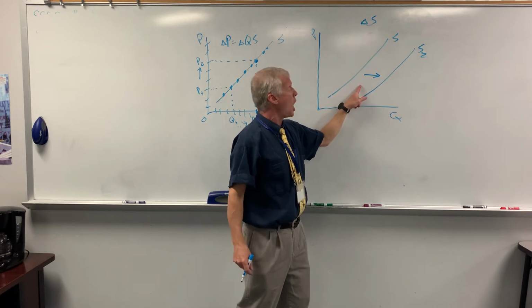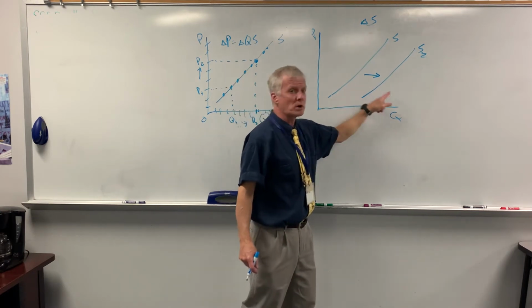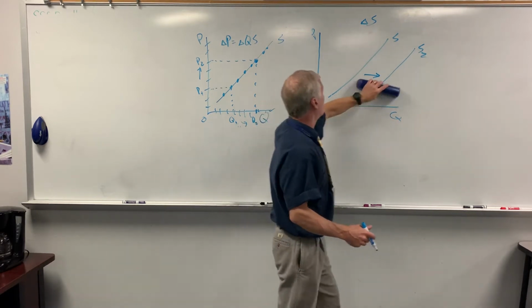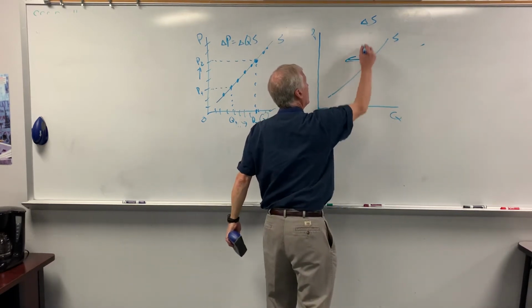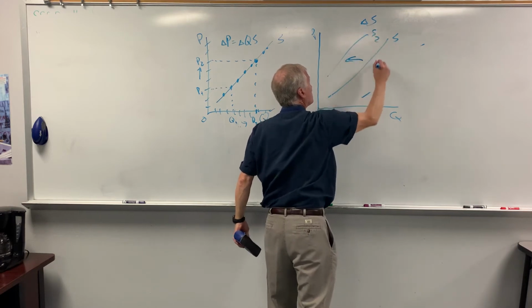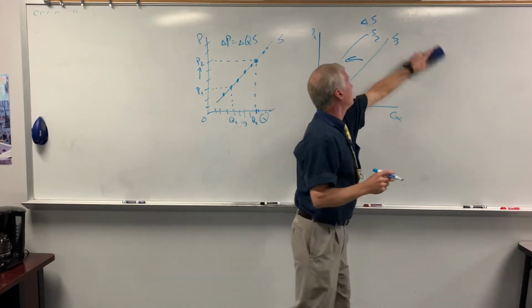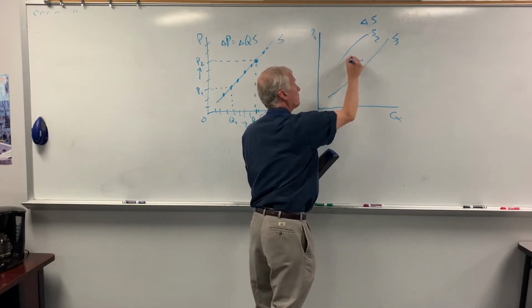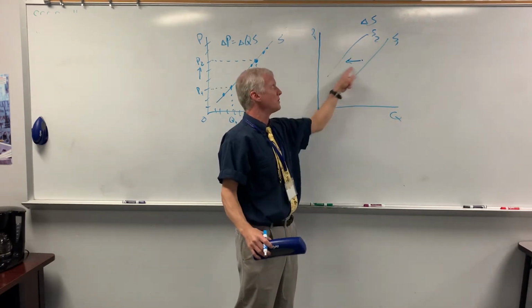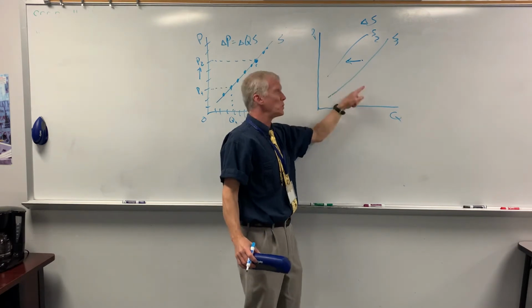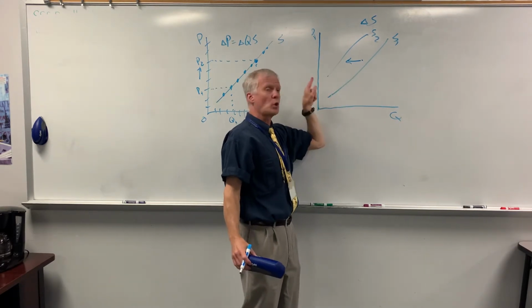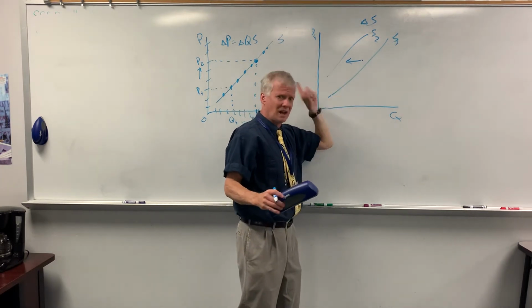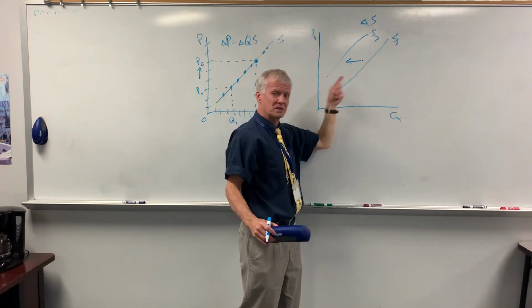What would cause producers to be willing to produce more stuff? Because right is more. Or maybe it's less. What would cause producers to be willing to produce less stuff? Because we know that whenever it's less, we're going to shift left, because left is less.